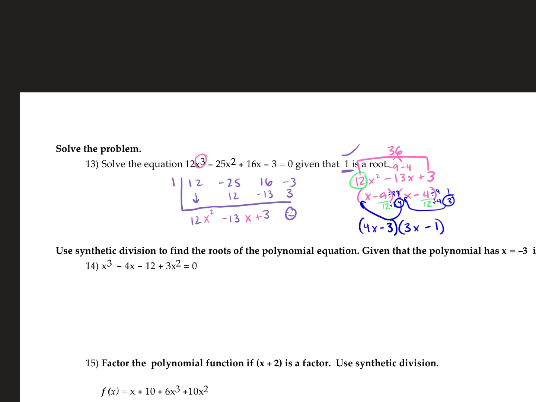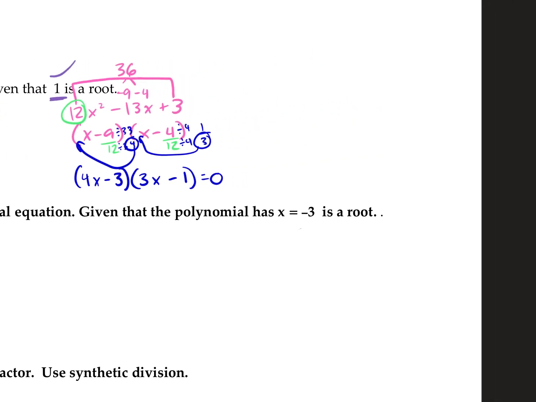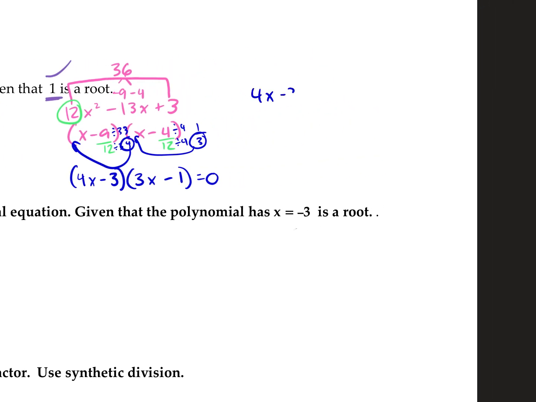This question's asking us to solve. So we set both these equal to 0. So 4x minus 3 is equal to 0. 3x minus 1 is equal to 0. Add 3 to both sides. 4x is equal to 3. Divide by 4. And x is equal to 3/4.